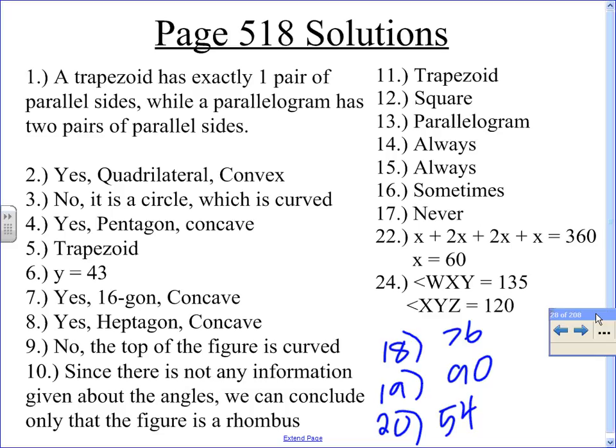So a rhombus, the only time that a rhombus is a square is when all the sides are congruent and it has 90-degree angles. So a rhombus is sometimes a square.